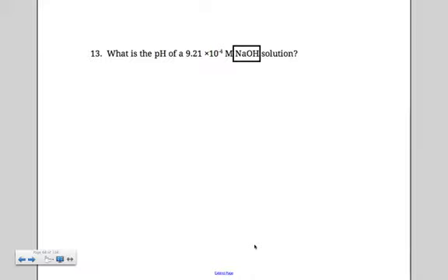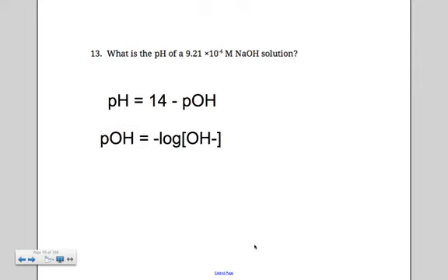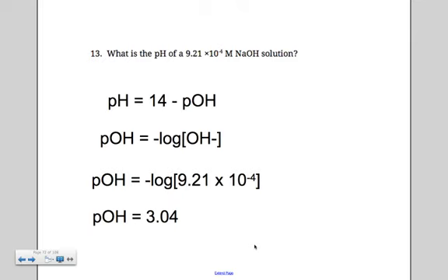or we can do this the other way around. So we've got a base, hydroxide, and we can remember that the pH is equal to 14 minus pOH, which makes this a little bit simpler, since I can easily find the pOH by typing negative log of the hydroxide concentration, which is 9.21 times 10 to the negative 4th. It's in the problem. So I do the negative log of 9.21 times 10 to the negative 4th, and I get 3.04.